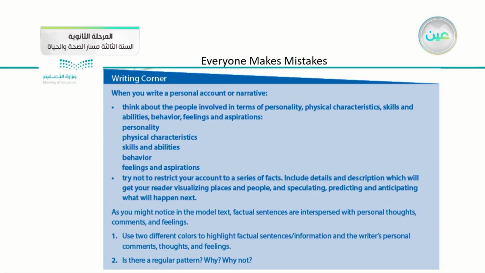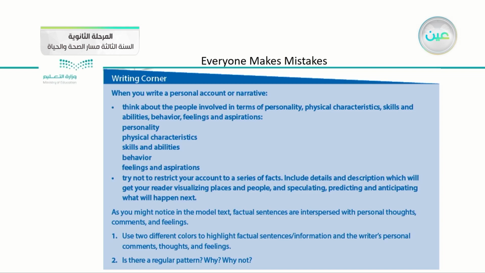In the writing corner, remember that when you write a personal account or a narrative, think about the people involved in terms of personality, physical characteristics, skills and abilities, behavior, feelings, and aspirations. Okay. Number 2, try not to restrict your account to a series of facts. Include details and description which will get your reader visualizing places and people and speculating, predicting, and anticipating what will happen next. As you might notice in the model text, factual sentences are interspersed with personal thoughts, comments, and feelings.